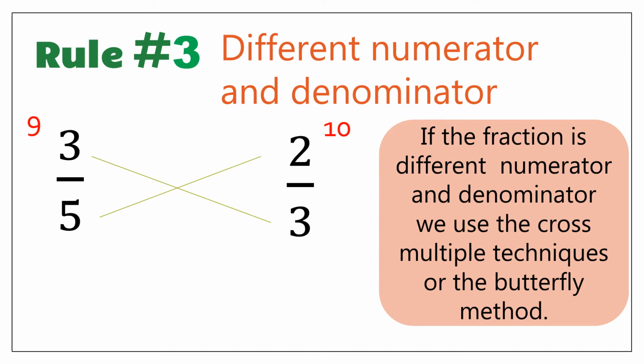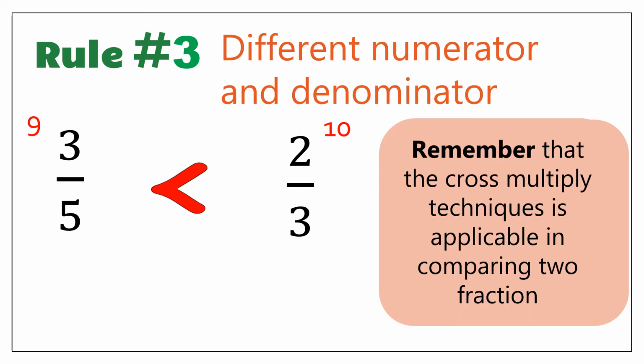As you can see here, we can compare 9 and 10. So which is the bigger number? Very good. That's the 10. That means the larger value here is 2/3. And always remember that the cross-multiply technique, or butterfly method, is applicable in comparing two fractions.